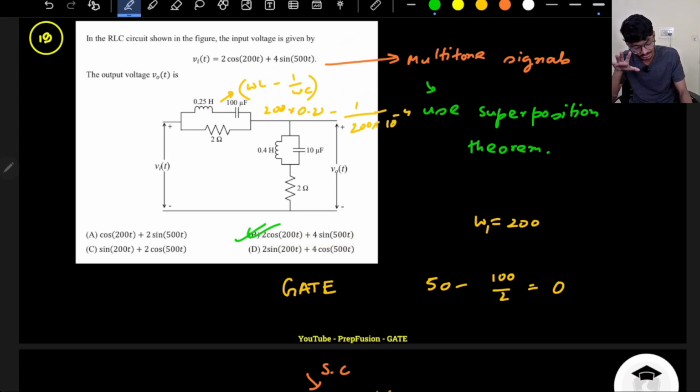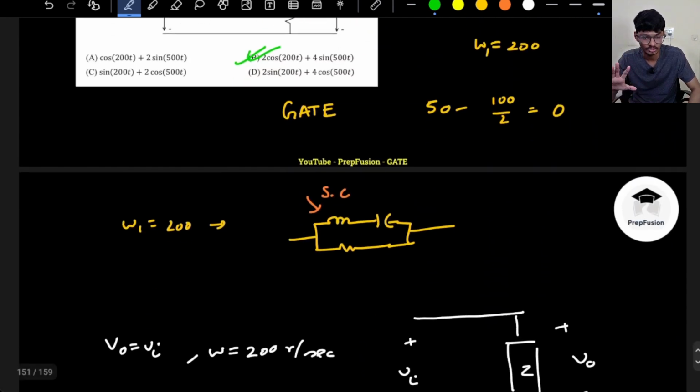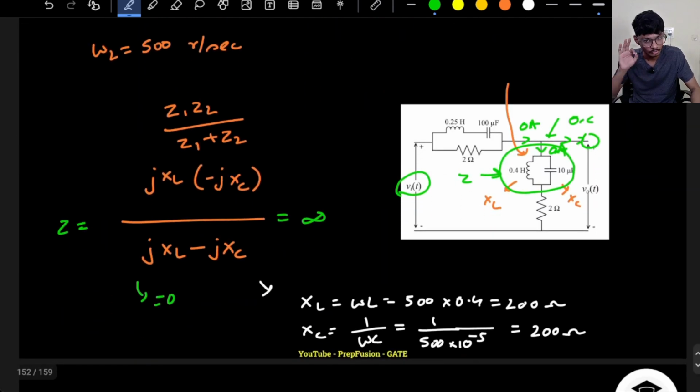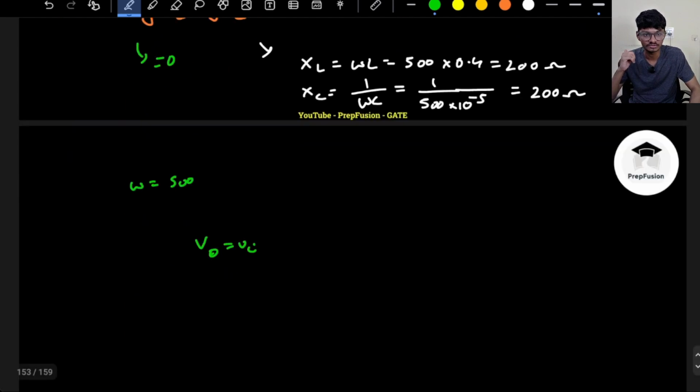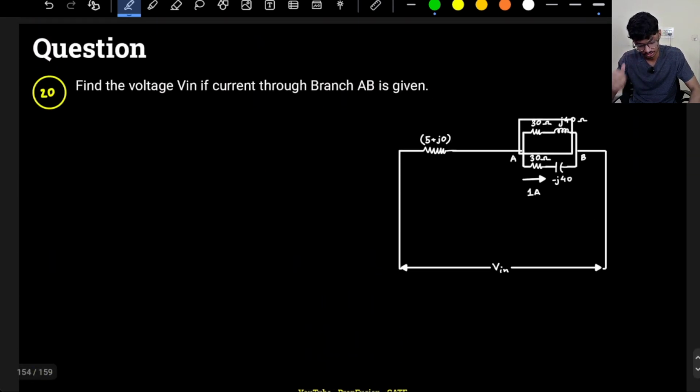Like, trust me, for electrical guys this is a cakewalk, but if something like this comes in EC, maximum chances are something like this will happen. Either it will become short circuit, that is resonance, or it will become open circuit. It will be simple. Trust me, it will be something simple. For EC guys, I'm telling, they will not give you something very, very difficult. Trust me on this.